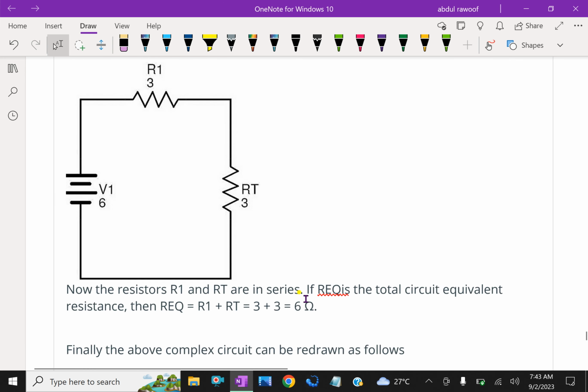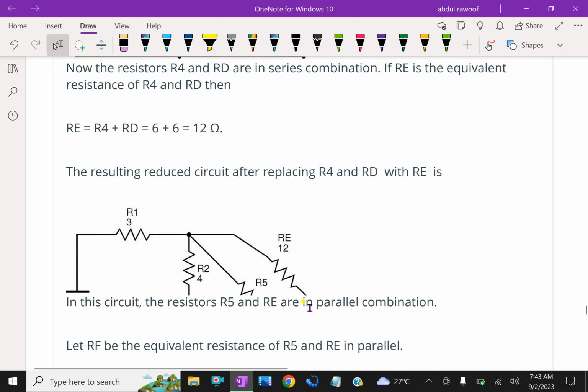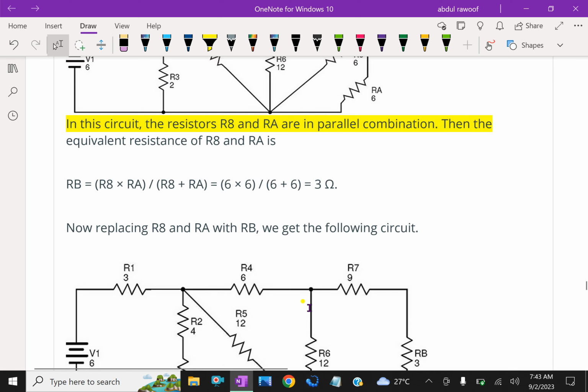So far we calculated series and parallel combination circuits, and the effective resistance for different types of problems.